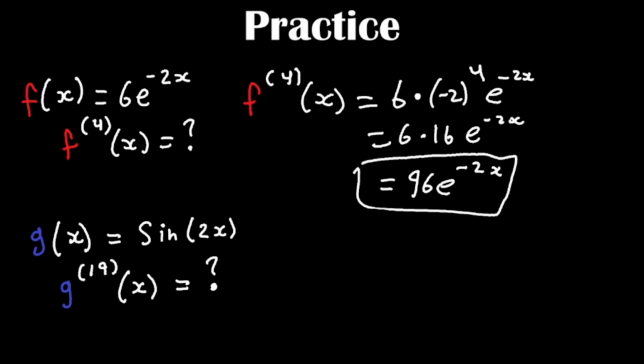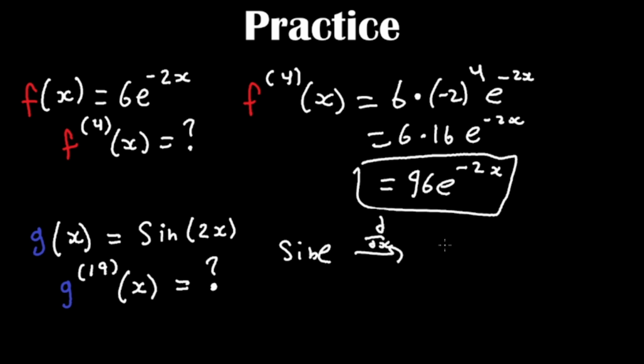Alright, for this next problem, we're going to use a fact about trig functions, specifically sine and cosine, that is going to make this a lot easier. So the 19th derivative of sine of 2x, that's kind of ridiculous to do one by one. So let's look at what happens when you're just having normal sine, and then you differentiate that.